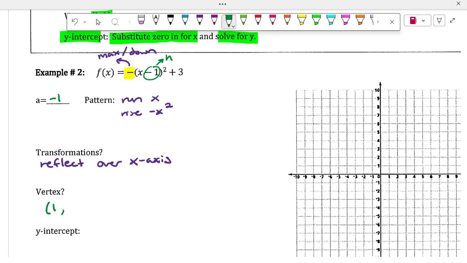And then what's the y? What's my k value? 3. So that's my k value. So my vertex is 1, 3. So now think about that in relation to the parent function's vertex 0, 0. What kind of translation do you think will happen? If I'm at 0, 0, horizontally, I want to go positive 1 unit. So would I go to the left one or the right one? Right. So we would go right 1, and then what? Up 3. Good.